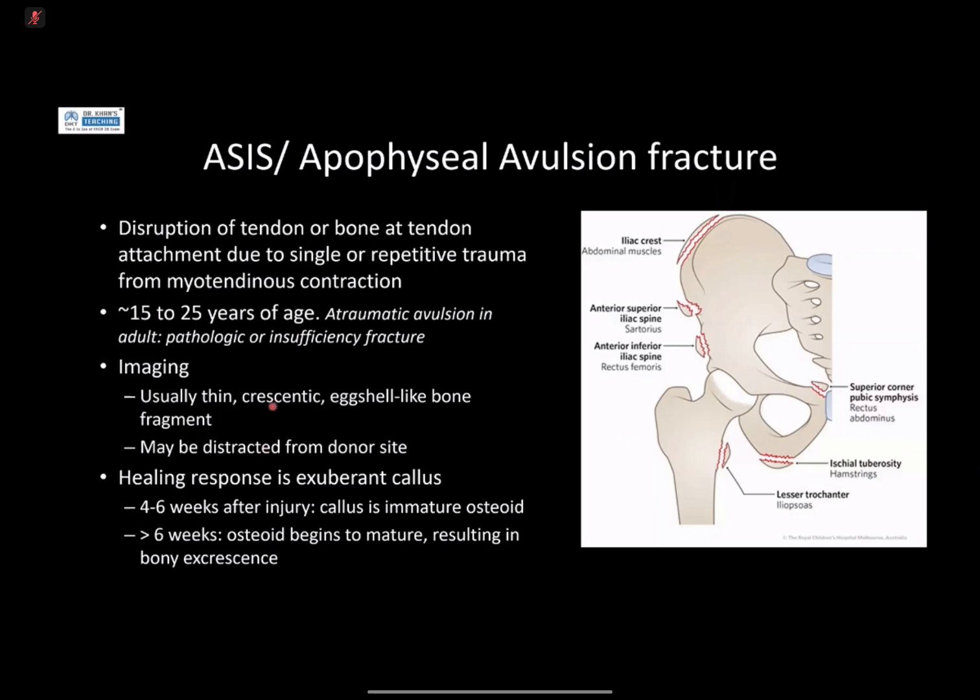Avulsion fractures usually show a crescentic bone fragment, distracted maybe, or just a very faint one, and you get exuberant callus formation. So it's important to look at the plain films, because they will give you quite a lot of answers, or go back to the initial films, or find out the history of what happened. Was there a popping sound, or was there some sport involved? So history is quite important here.